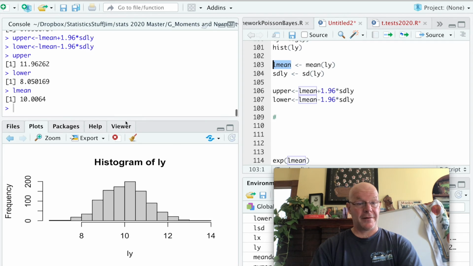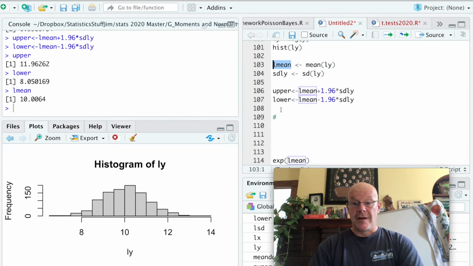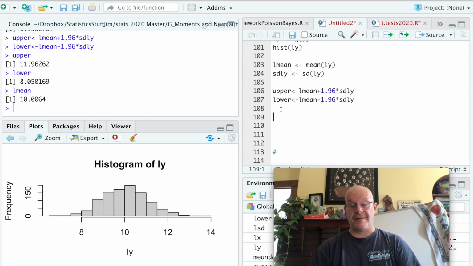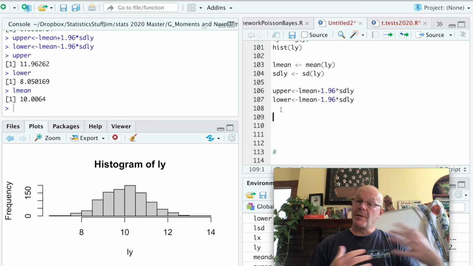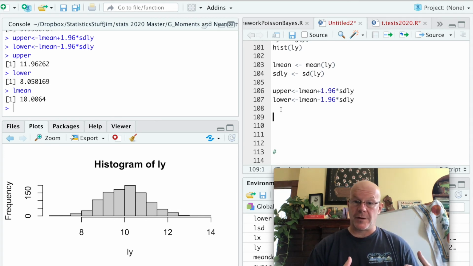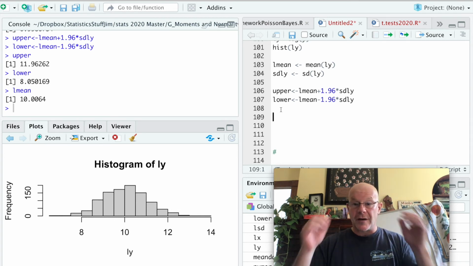And that looks really nice and symmetrical. And so we can either present this data on a log scale. You could have your y-axis being a log scale, and that's fine. And so then we could say, okay, well, our mean is 10, and we expect 95% of our data to fall between 8.05 and 11.96. Or we could put it back into the original units that we measured our data in.